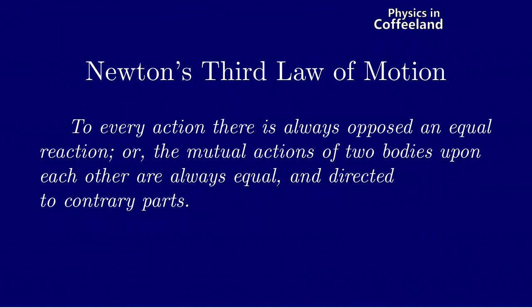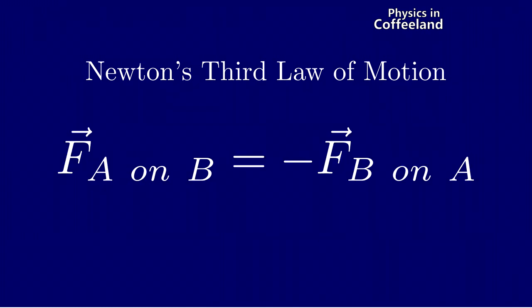The fourth idea is that there is always a pair of forces that act between two interacting objects. This is enshrined in Newton's third law of motion. This is mathematically expressed as follows. The suffix A on B means that the force is applied by object A on B, while the suffix B on A means that the force is applied by object B on A. As these two forces are applied on different bodies, they do not cancel out.